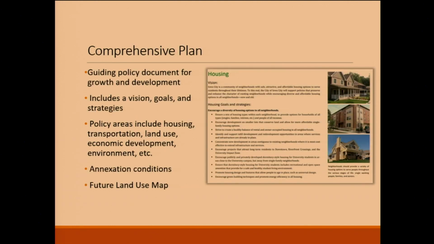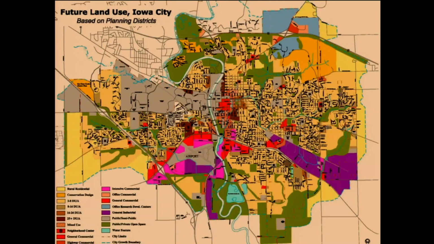So starting with the comprehensive plan: it is the guiding policy document for growth and development in the city of Iowa City. It includes a vision, goals, and strategies. It covers many different policy areas, including housing, transportation, land use, economic development. It includes specific conditions and criteria that need to be reviewed for proposed annexations. And it also includes a future land use map. And this is the future land use map here.